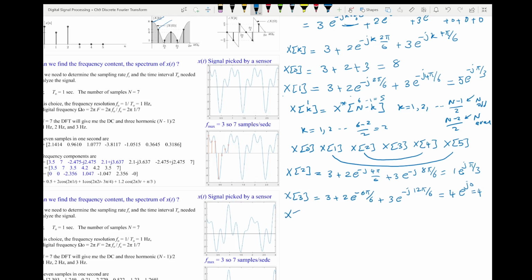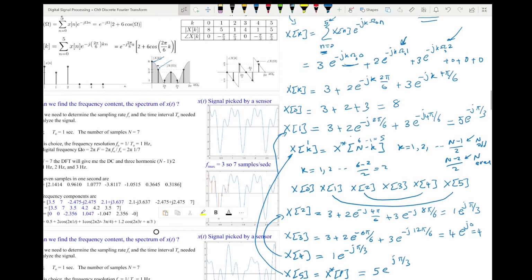Now x4 will be the conjugate of x2. So that will be 1e^(-j pi over 3), the conjugate of this one. x5 will be the conjugate of x1. So that will be 5e to the conjugate of this one. And they are summarized in this table here.